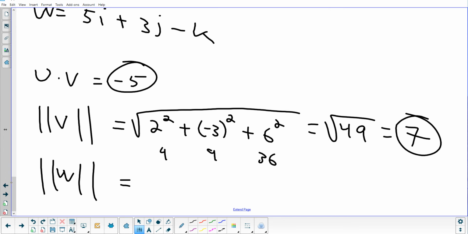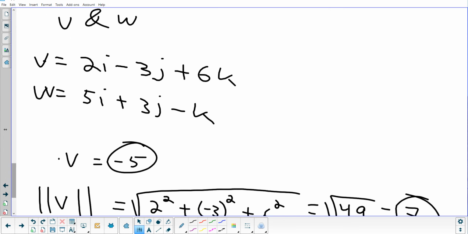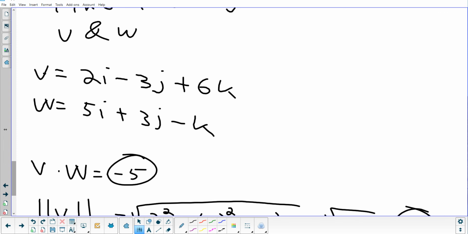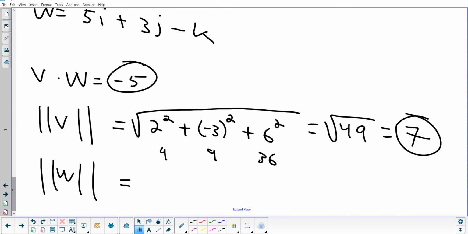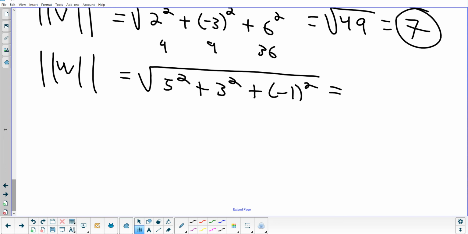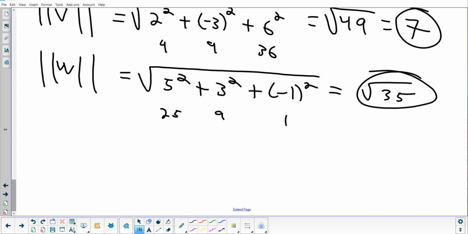So magnitude of, oops, that's trying to use the same names I did in the last problem. So we're using V and W as names. All right, Tyler, can you tell me my last step to find the magnitude of W? You take the square root of 5 squared plus 3 squared plus negative 1 squared. Yep. That's going to give me 25 plus 9 plus 1. That's 35. Would have been nice if it was the square root of 36, but that's what it is. All right.